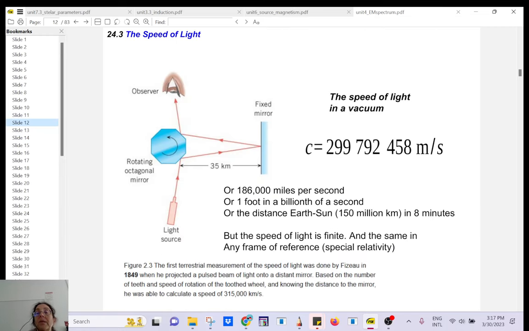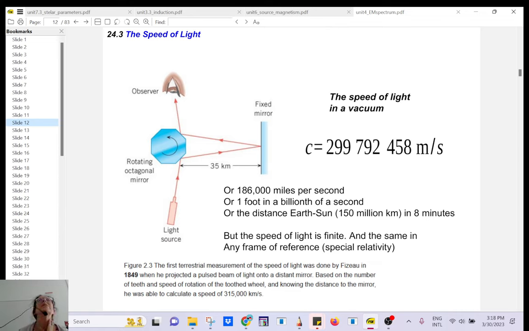So that will be the speed of light. The speed of light is 300 million meters per second, in my head. It's a big number. Or 186,000 miles per second. It's a big number, but it's finite.